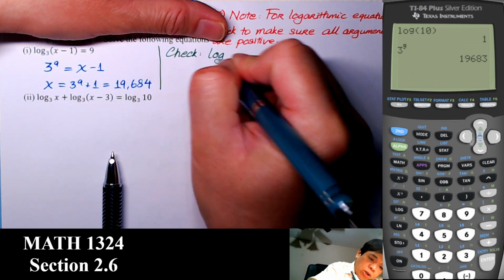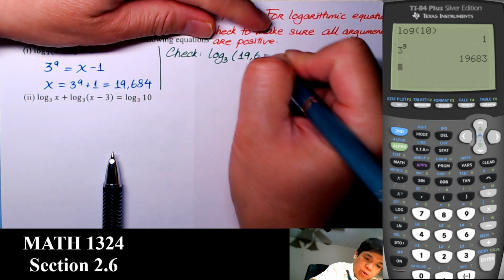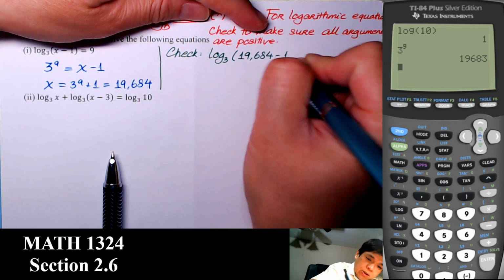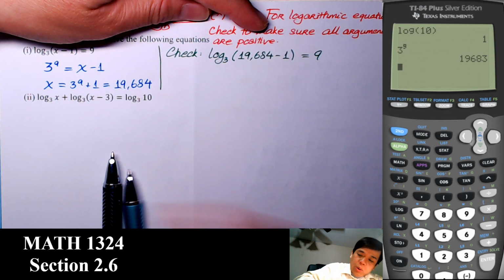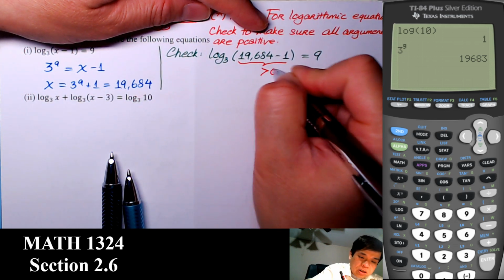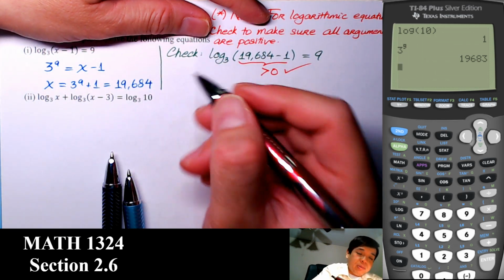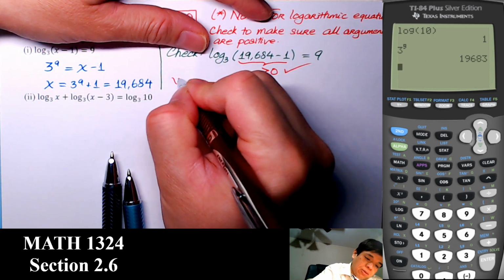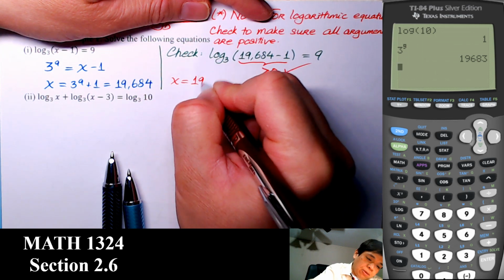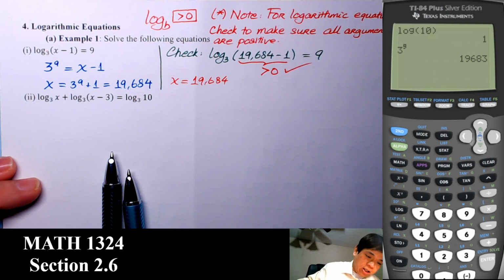Log base 3 of 19,684. All we need to check is just make sure that inside of this is positive, and it is. So that's good. So if x is equal to this, that's good. That's what we check.